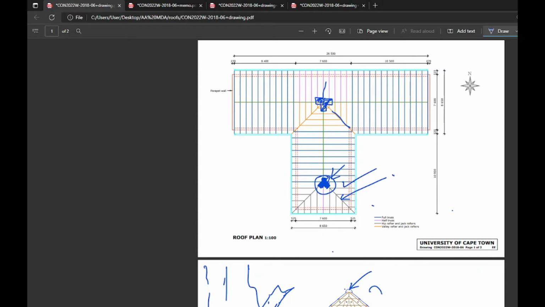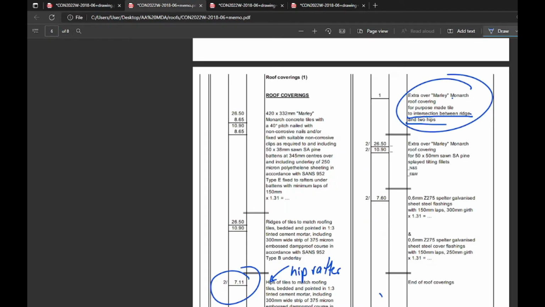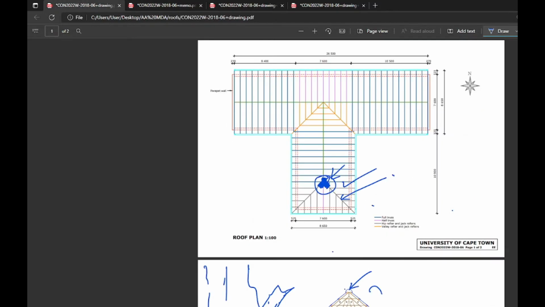I would say that this valley rafter is not really accounted for with your T intersect like that. It just doesn't fit nicely. I'm not sure if there is a purpose-made tile piece for that. There probably is. It's just not accounted for in this description.